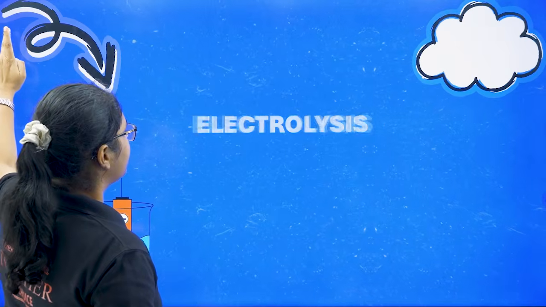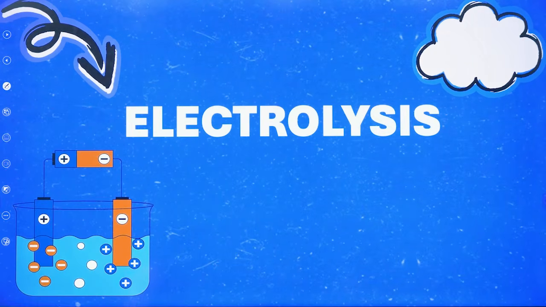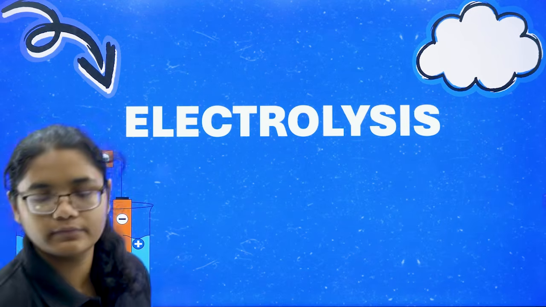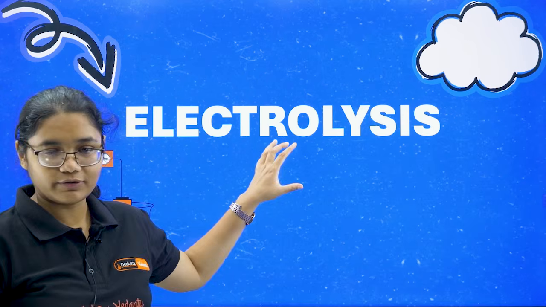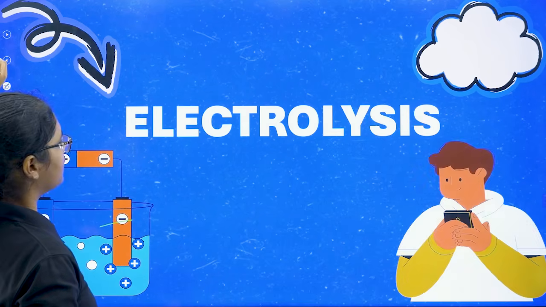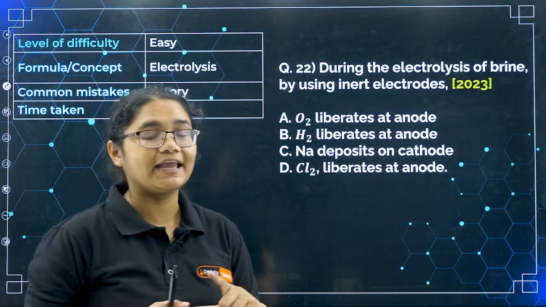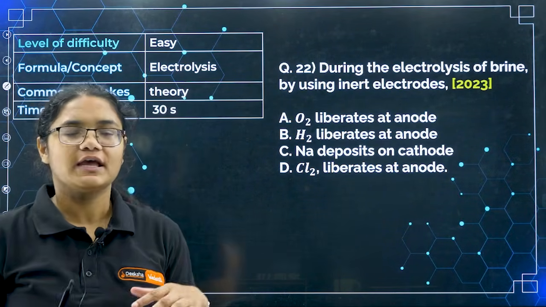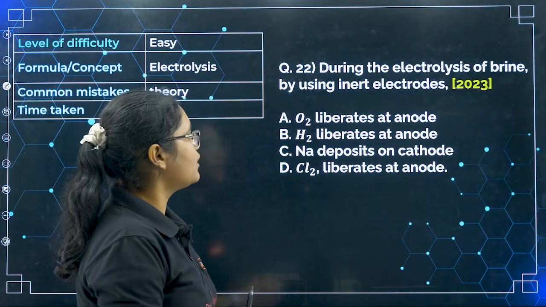Next we'll see question number 22, which will be from the next topic, that is electrolysis. Okay, so here, during the electrolysis of brine solution using inert electrodes. Now brine solution means aqueous solution of NaCl. Okay, so what is liberated?